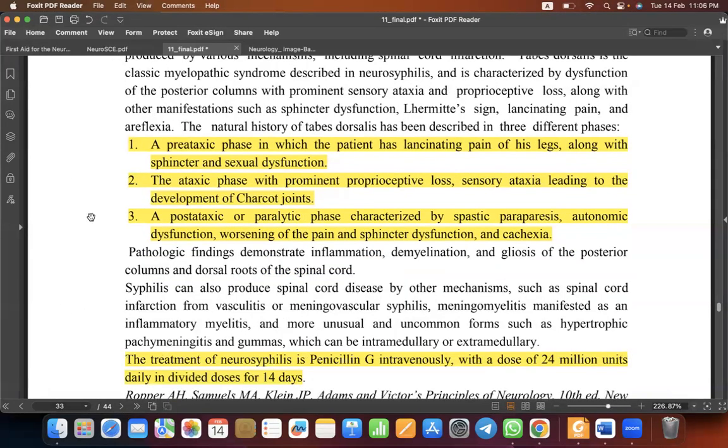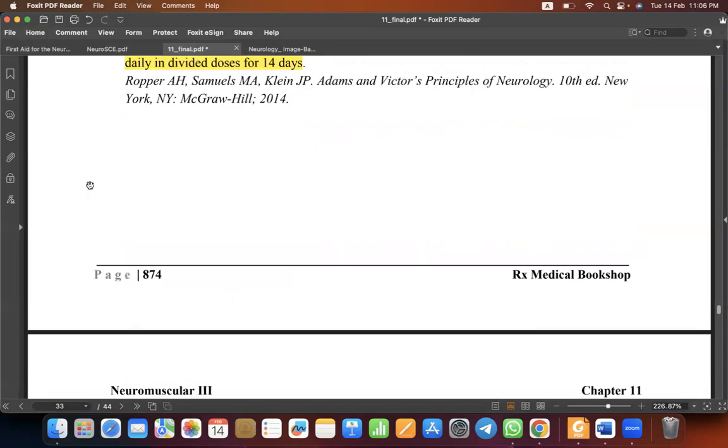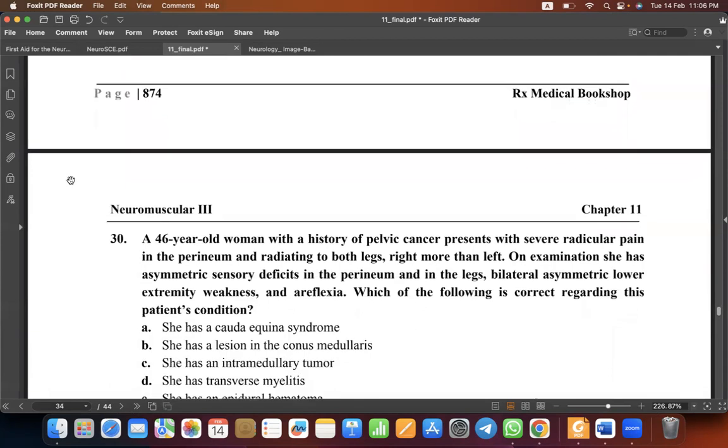Okay, so it can involve the spinal cord with a lot of phenomena. We should treat the patient with penicillin G IV for about 14 days. A 14-day treatment is very important in case of syphilis.